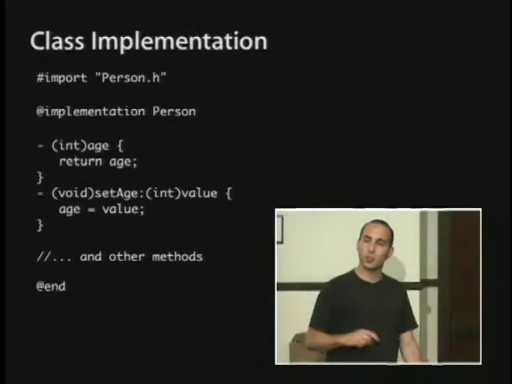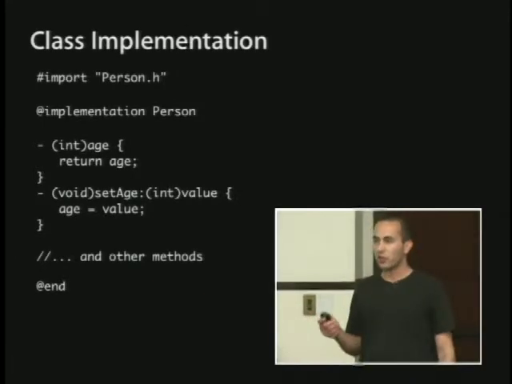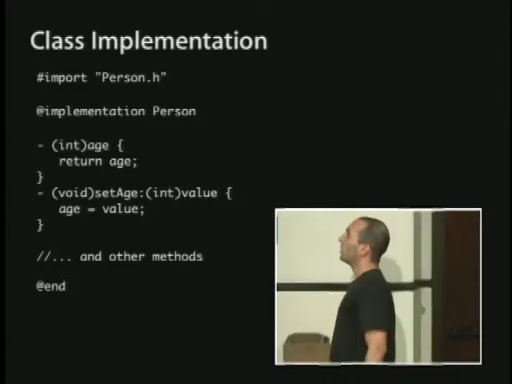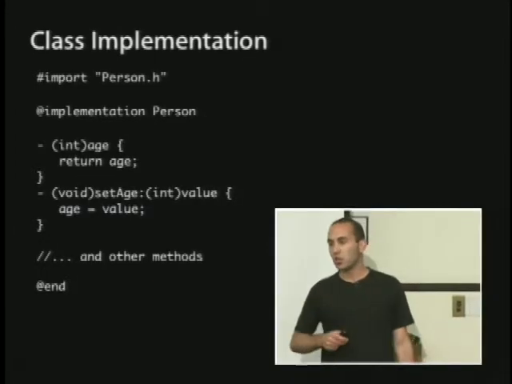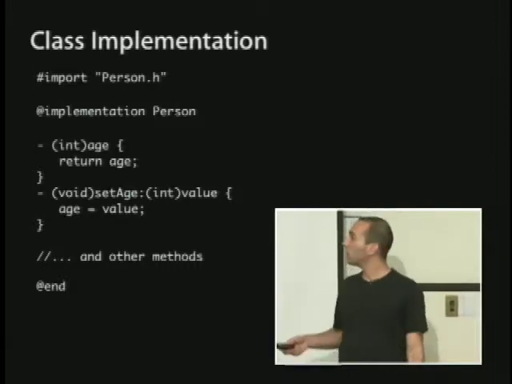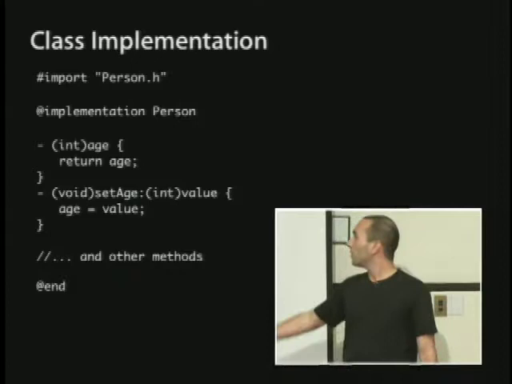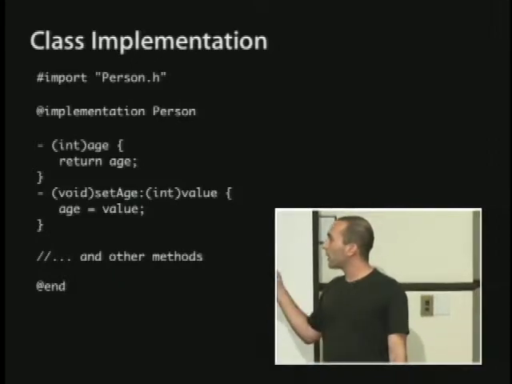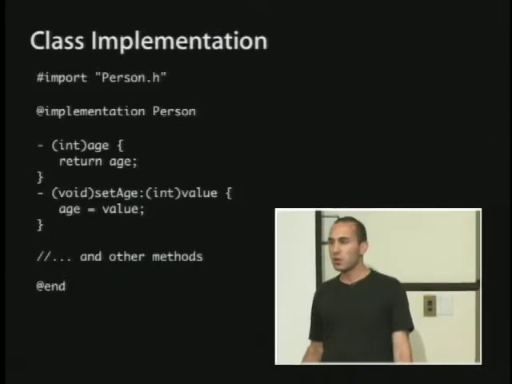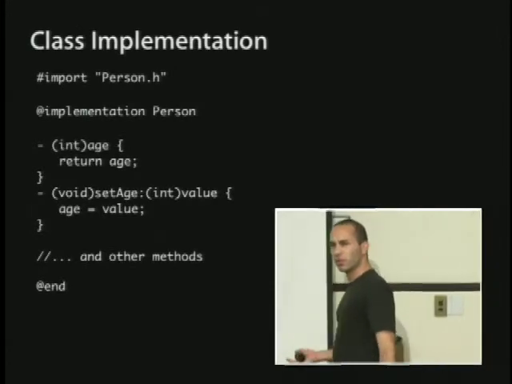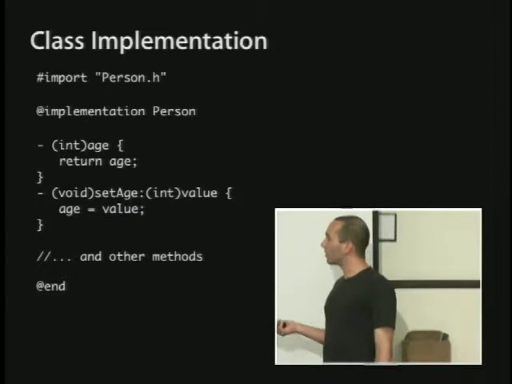So the age case is pretty simple. We know our class has a variable named age, an instance variable named age. So to implement our getter for age, we're going to return an integer named age, and we're just going to return it. And in the setter, we take an integer named value, and we assign the value to the age. Right? Easy enough. Any questions on this so far? Okay, pretty basic stuff.